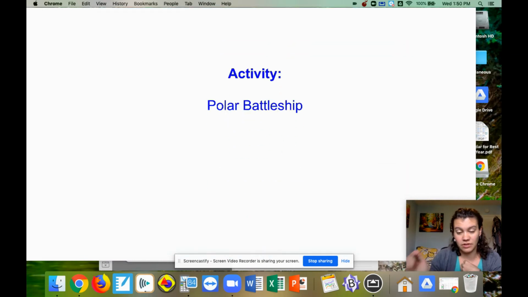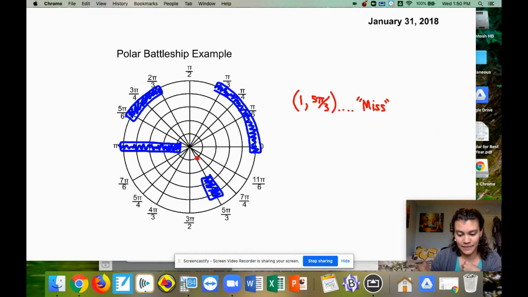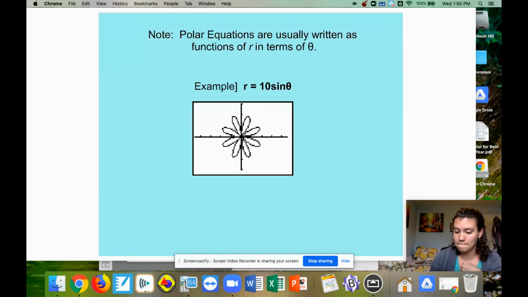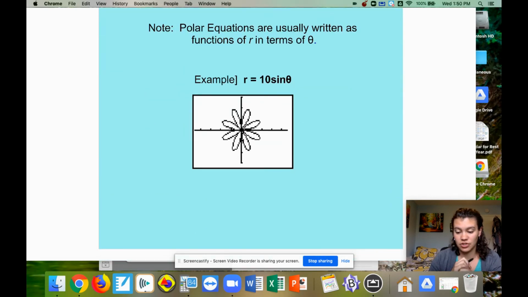If you'd like, on Schoology there's a polar battleship you can play. It looks like this. You set up your ships and you play like regular battleship. But here's a note: polar equations are usually written with r equals something in terms of theta. So normally you have y equals something with x in it. With polar coordinates, you want r equals something with theta in it.